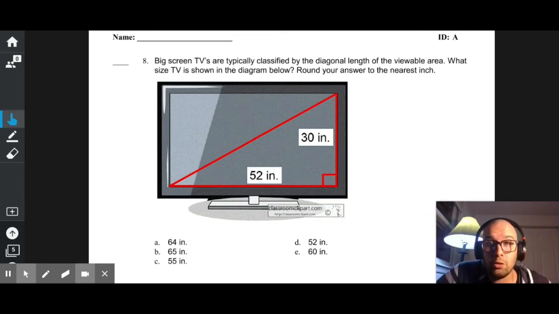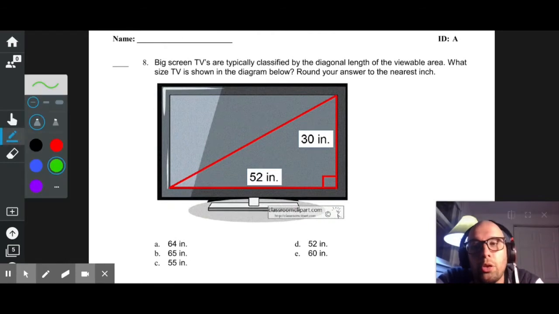Did you know that if you go buy a 60-inch big screen TV and you think it's going to be 60 inches left to right, you're wrong. Big screen TVs are typically classified by the diagonal length. So it's not going to be 60 inches that way. It's going to be 60 inches that way, which means it's going to be even smaller than you thought. So you're getting ripped off every single time. Well, at least you think you are.